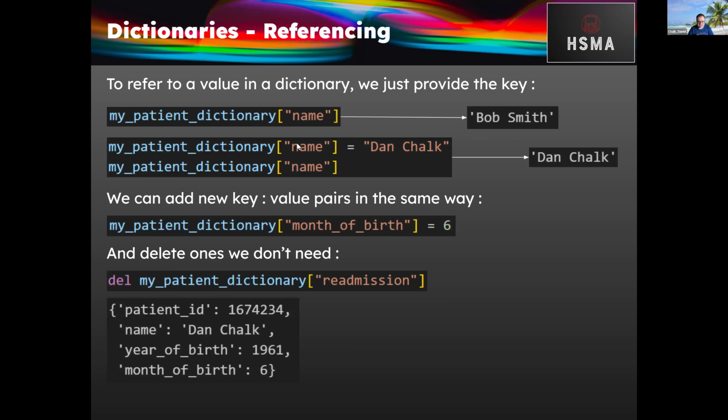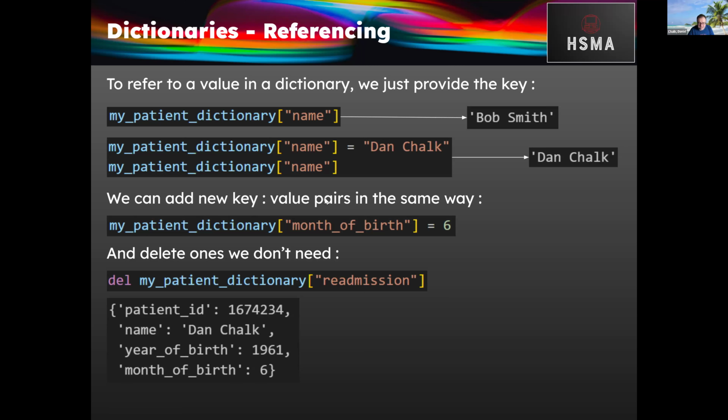I can also use that square bracket notation in order to overwrite values. So if I just put that without any assignment, it'll return whatever value it looks up. But I can use that to overwrite things as well. So if I were to then put my patient dictionary name equals Dan Chalk, that will overwrite the value associated with the key name with the string Dan Chalk.